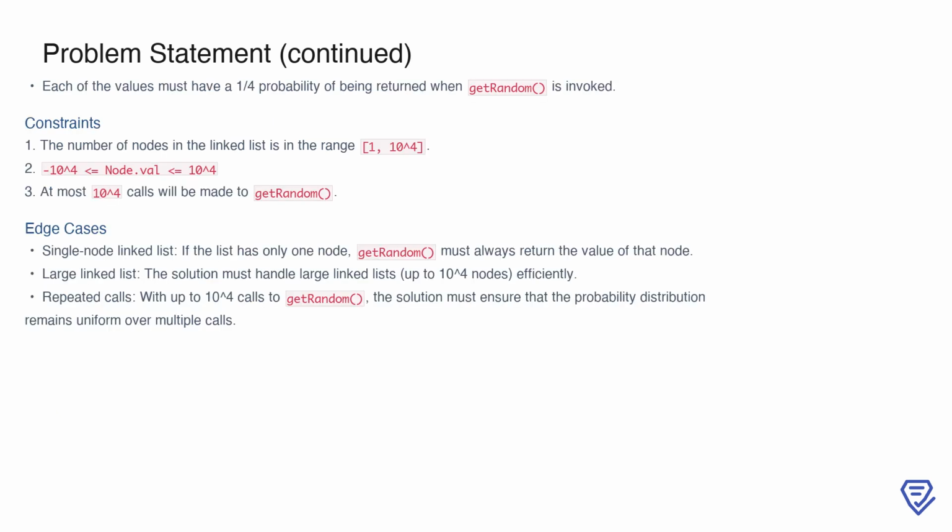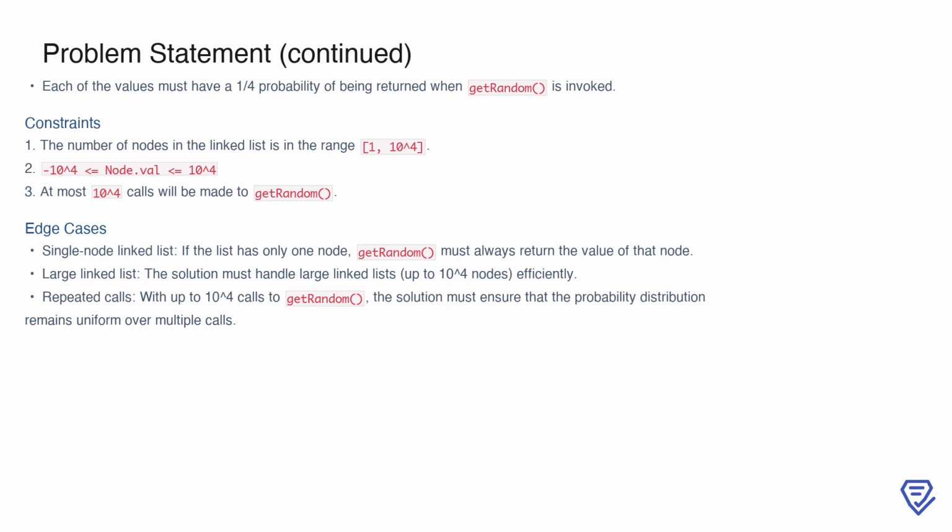To meet the problem's requirements, we must consider several constraints and edge cases. First, the linked list can have up to 10^4 nodes, and each node's value can range from -10^4 to 10^4. Additionally, the getRandom method may be called up to 10^4 times, so our solution must be efficient and scalable to handle these scenarios.